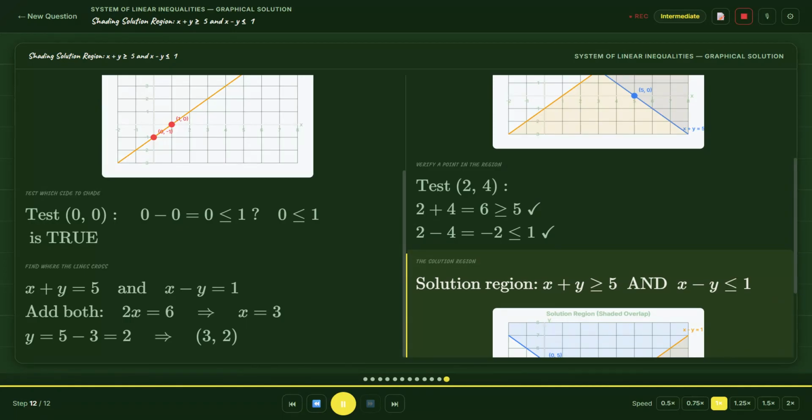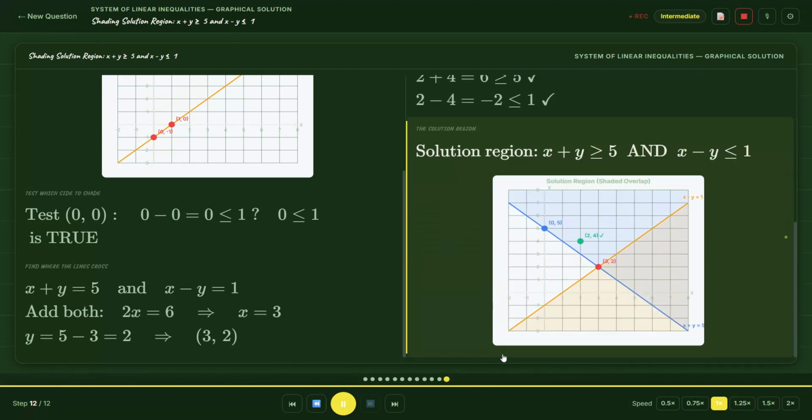We did it. The answer is the area where both shadings overlap. It's the region above the line x plus y equals 5 and above the line x take away y equals 1. The two lines meet at the point 3, 2, which is a corner of our special area. Both lines are solid because the rules include equals.